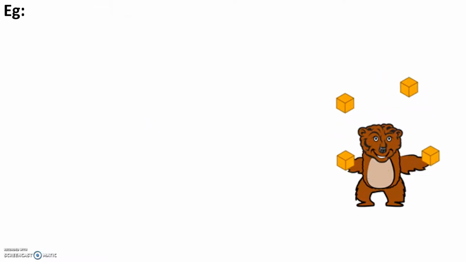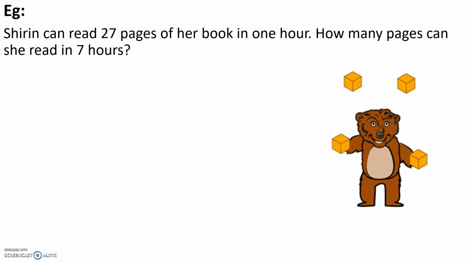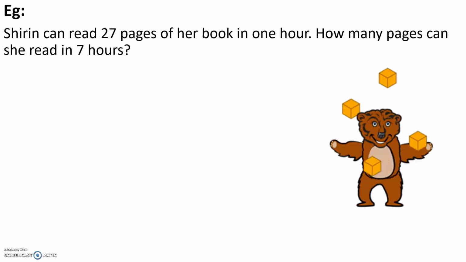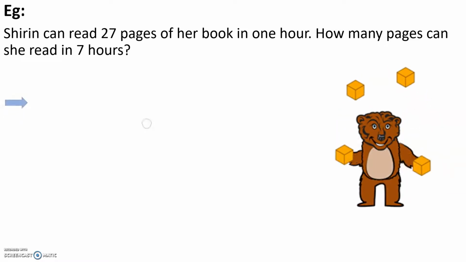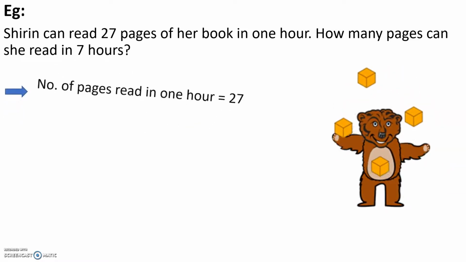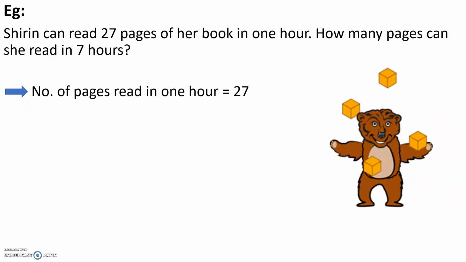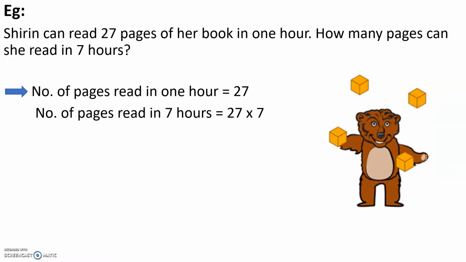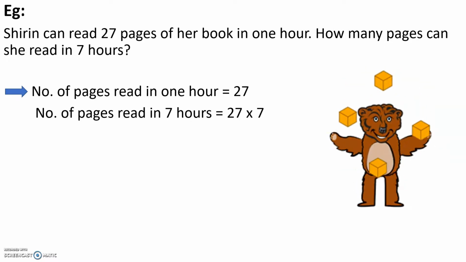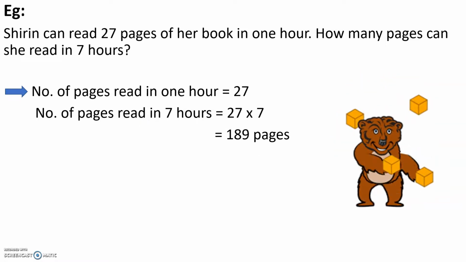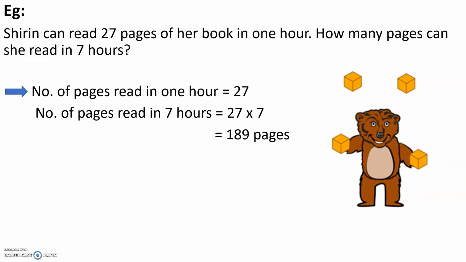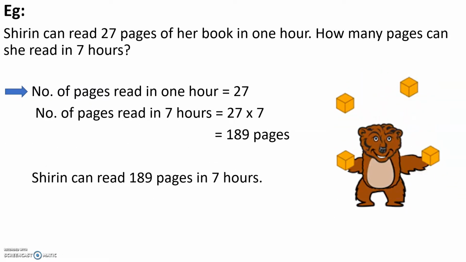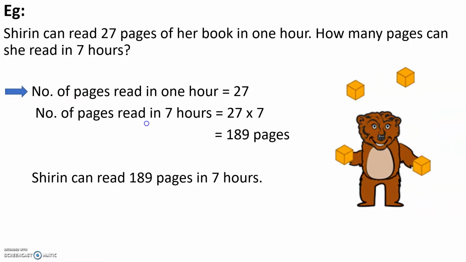Let's see the example. Shireen can read 27 pages of her book in 1 hour. How many pages can she read in 7 hours? Let's see the solution. Number of pages read in 1 hour, 27. Number of pages read in 7 hours is equal to 27 into 7, which gives you 189 pages. So how many pages does she read in 7 hours? Yes, she reads 189 pages in 7 hours.